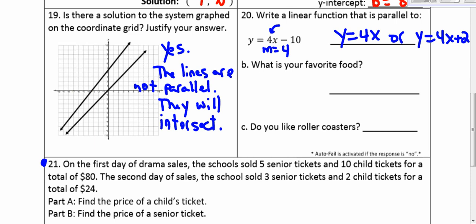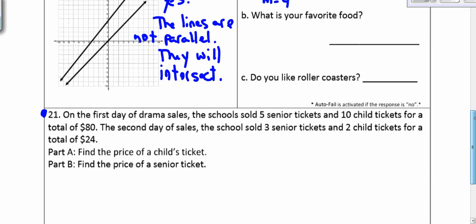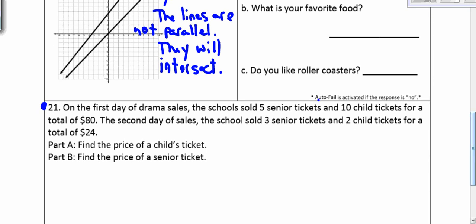Favorite food? Cheeseburger, definitely. Do you like roller coasters? You will fail if you say no. So we say yes.